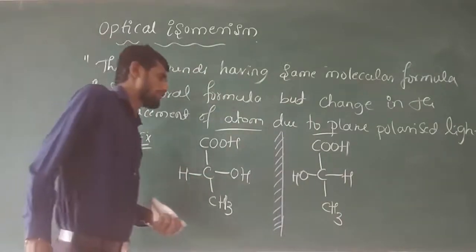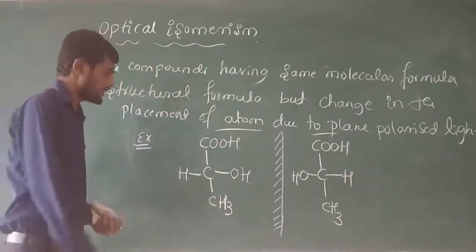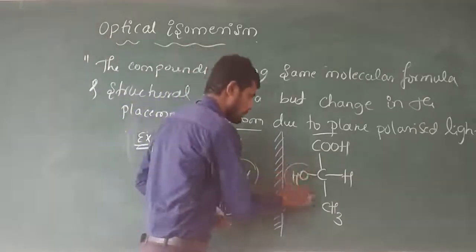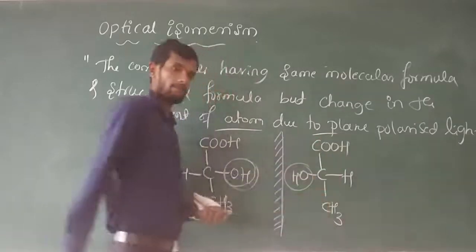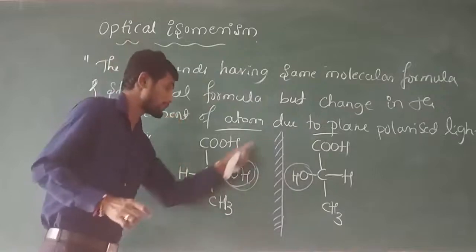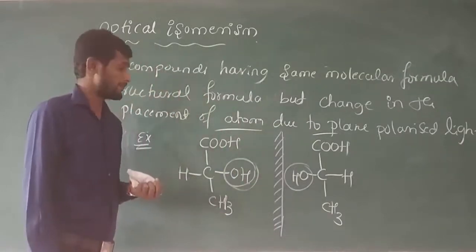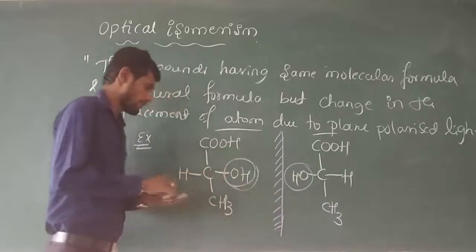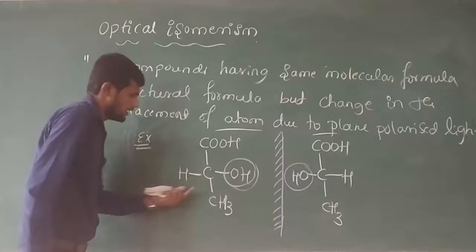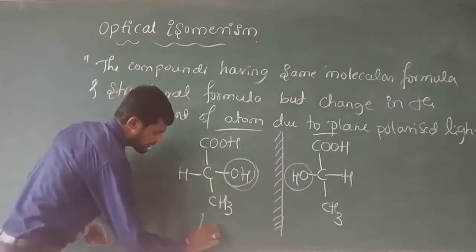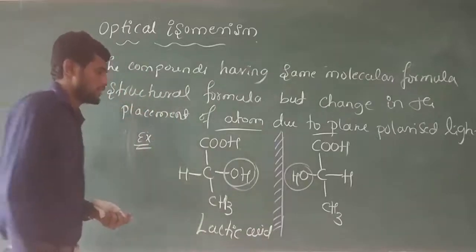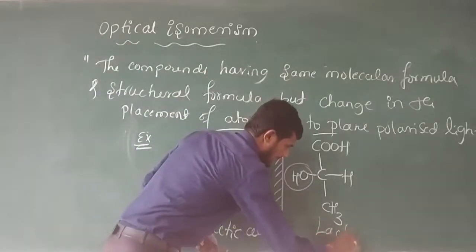What is the difference between these two? Here OH group is present on right side, here OH group is present on left side. Means there is a special arrangement of atoms observed due to the mirror. Students, remember, this is about the optical isomerism. The name of the compound, I told you this is lactic acid. Is it right? Yes, this is also lactic acid.